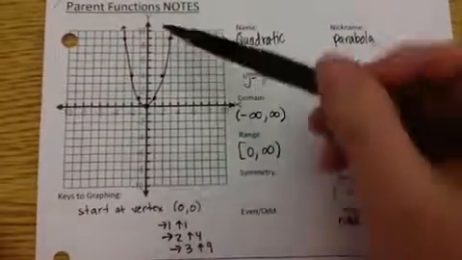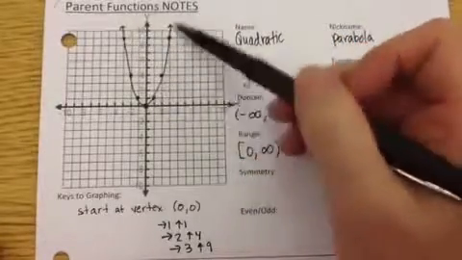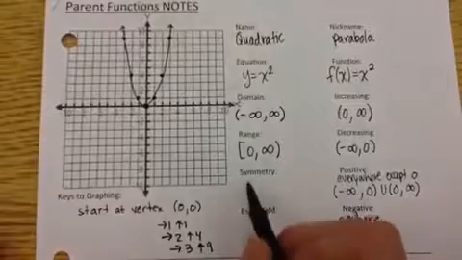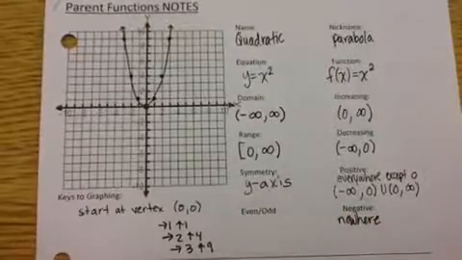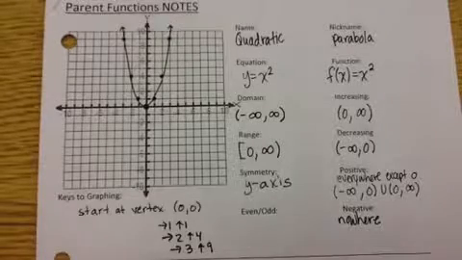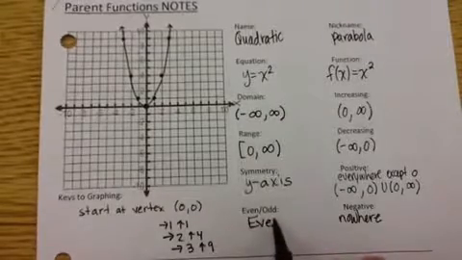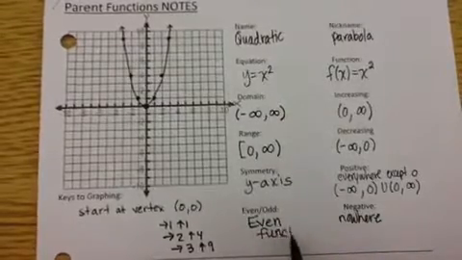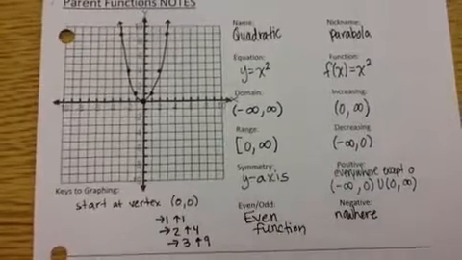Looking at this parabola, you can see that it has symmetry across the y-axis. So its symmetry is y-axis symmetry. And when we just talked about y-axis symmetry, we said that if it has y-axis symmetry, it is an even function. So this is an even function. And that's your parabola family.